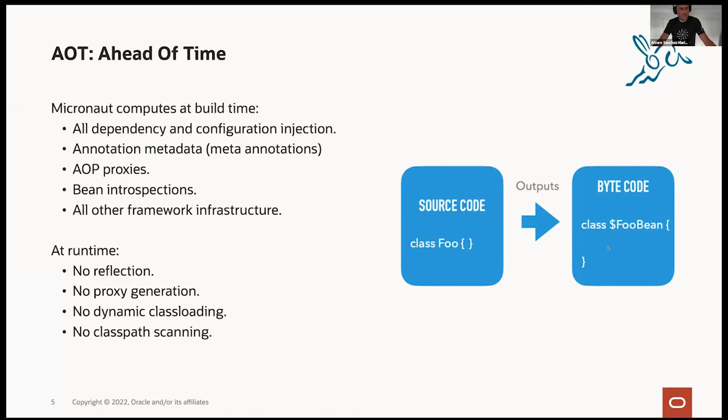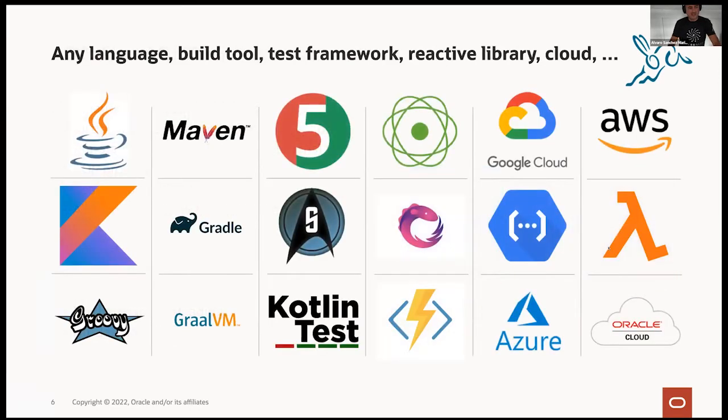So at runtime, there's no reflection, there's no proxy generation, no dynamic class loading. We don't scan your class path nor your dependencies class path. So at runtime, everything is much faster. As an idea, you can use Micronaut for anything with Java, Groovy, or Kotlin as languages, any build tool, any cloud, any testing framework.